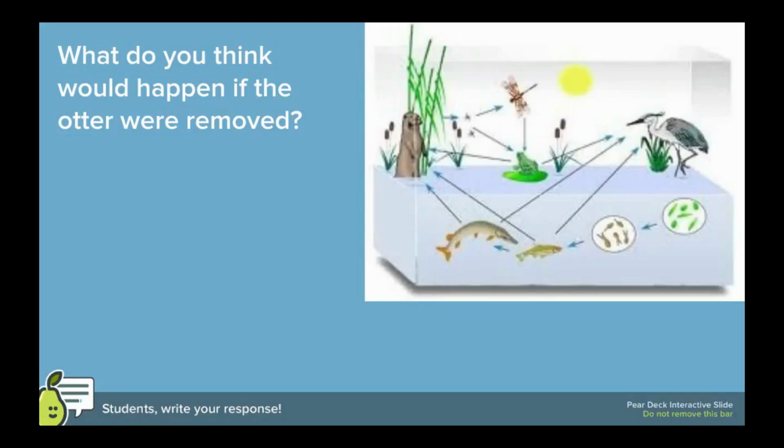So if we look at this picture, an ecosystem, we've got some fish and we've got some bacteria, frog, bird, dragonfly. The sun actually plays a role in the ecosystem because it's going to help the plants grow. So some things to look at. What would happen if we would remove certain organisms from this environment? If we took away all of the frogs, how would that affect the crane and the otter and the dragonfly population?